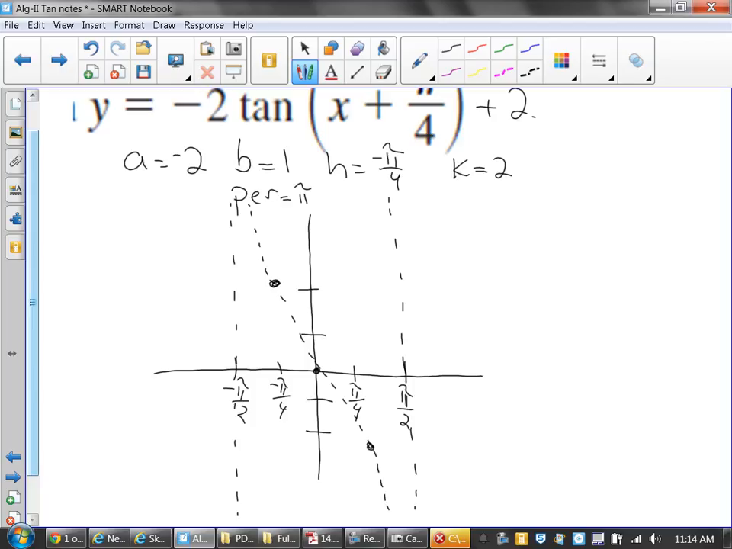Again, tangents are very simple to plot. You're only really looking at 3 points. Negative pi over 4 and 2, 0, 0, and pi over 4 and -2. Those are those 3 points. Everybody okay with that?